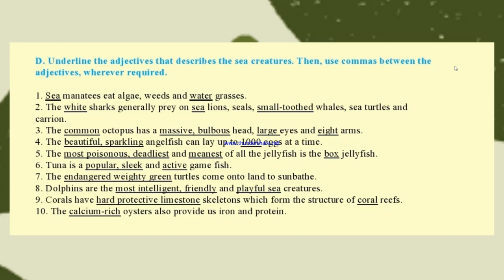The white sharks, you see, again as I told you, you have to figure out the nouns first, and if there are any words before the noun which are describing that particular noun, those will be the adjectives. So you see the third word, sharks, is a noun, and white is describing the sharks. Generally prey on sea lions. So lions is the noun over here, and sea is telling that these lions are from the sea, the sea lions, right? Then seals, then small toothed.